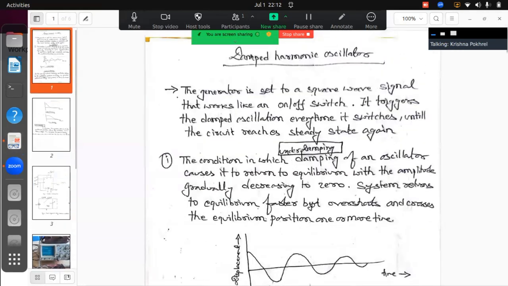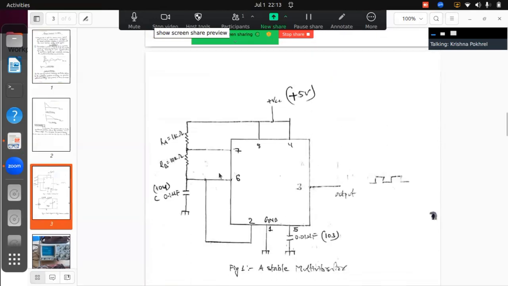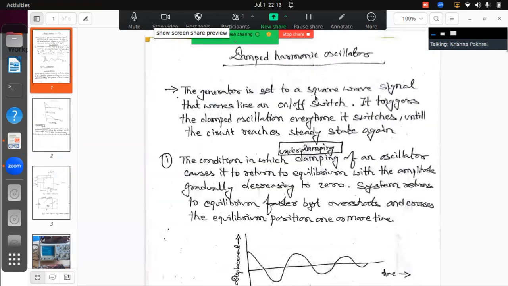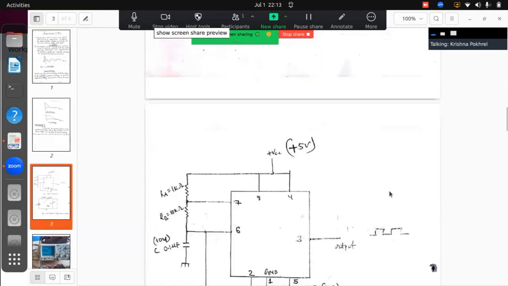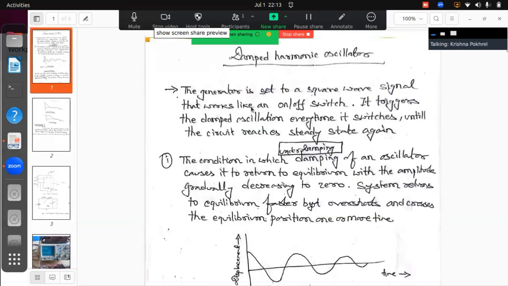Now I come to the damped harmonic oscillator. The generator is set to a square wave signal. If there is no generator, we set up a multivibrator and the output will be a square wave signal. The generator is set to a square wave signal that works like an on-off switch, as I have drawn here with the up and down arrows before. It triggers the damped oscillation every time it switches, until the circuit reaches a steady state again. I have not talked about damped oscillation yet, but it triggers a damped oscillation. Let us remind ourselves of this thing.